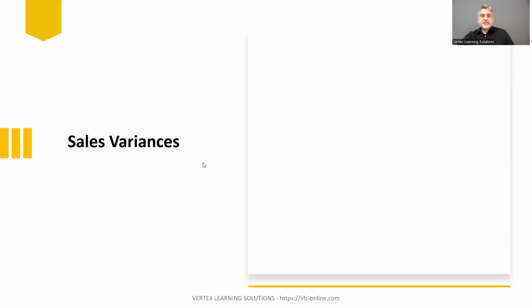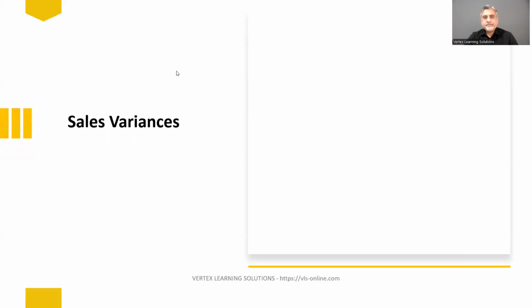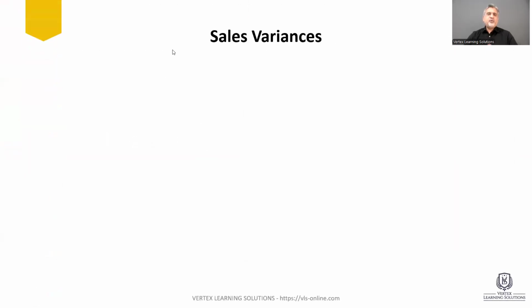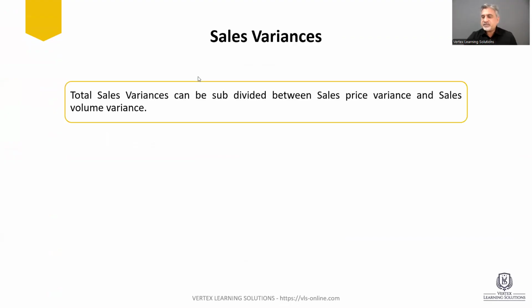So now we begin with sales variances. Like before, we did variable cost variances and fixed cost variances, and we knew that variances could be divided into subcategories. So sales variances are also divided into two subcategories. Your sales variance could be sales price variance or it could be sales volume variance.